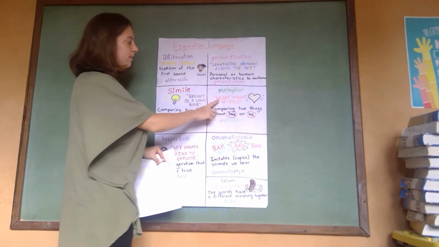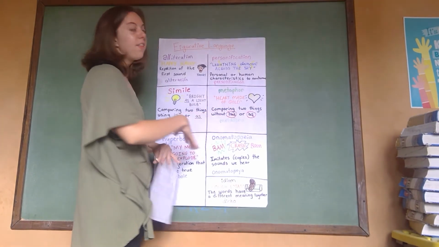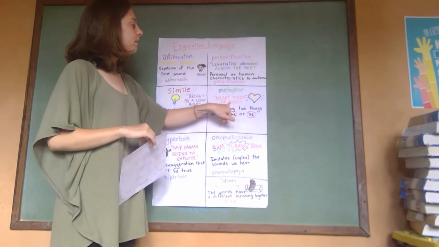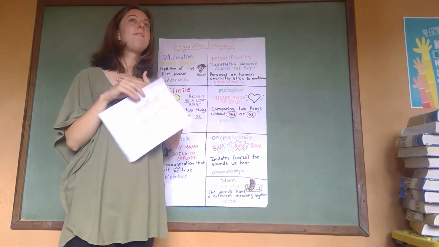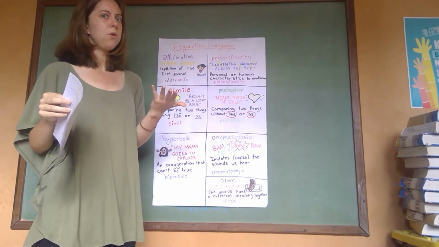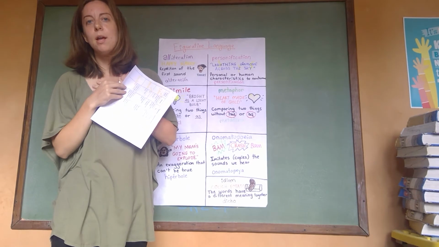So here is an example, heart made of gold. This is a phrase that we use in English. I don't know if you use it in Spanish too, maybe, but it's to describe someone's heart. And if they have a really beautiful, kind heart, like gold is really beautiful. So we say, your heart is made of gold.